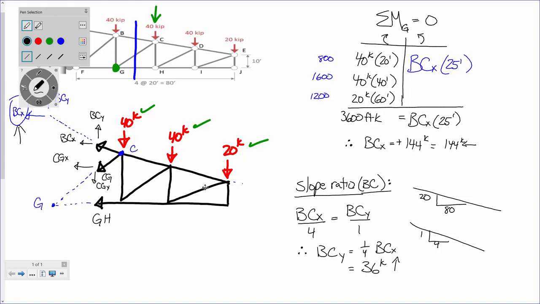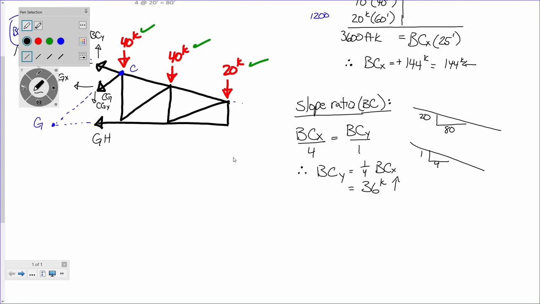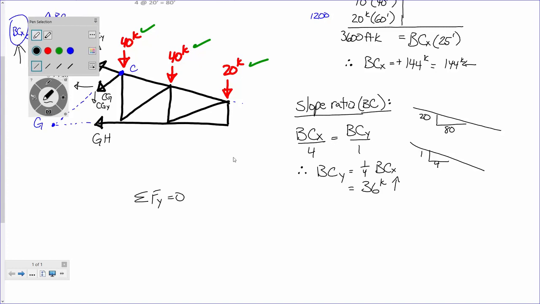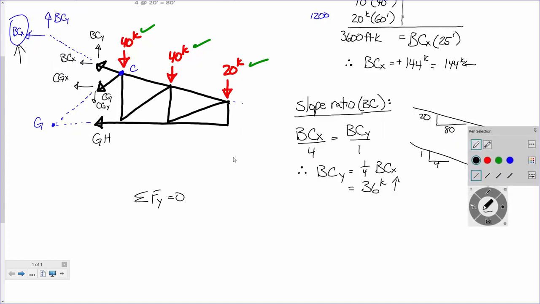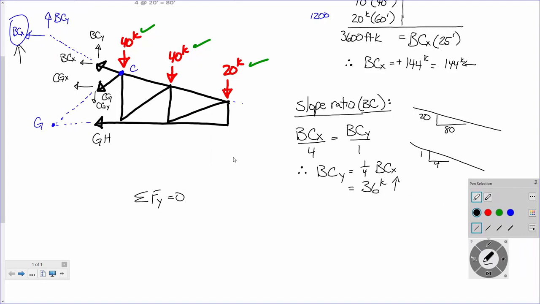So how many remaining unknowns do we have in the horizontal direction? How many remaining unknowns do we have in the vertical direction? 1. So what that means is what we should probably do is sum forces in the y direction. So I do this the same way. I draw a little table and I say everything going up has to equal everything that's going down.